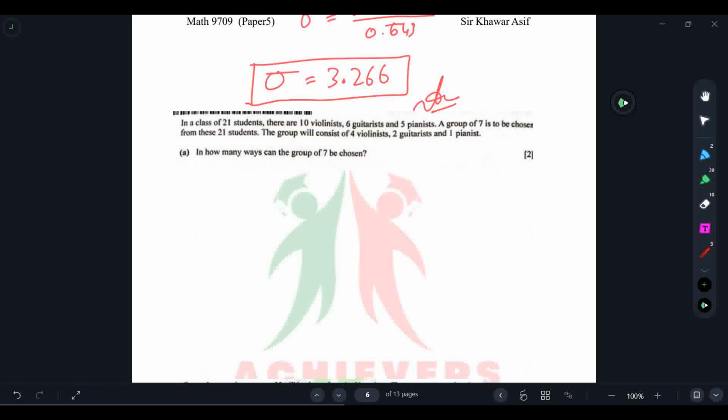Okay. Now we can see here, chosen means we have to use the concept of combination. So we have 7 spaces, 1, 2, 3, 4, 5, 6 and 7. So there is a chance we can use violinist, and then we can use guitarist, and the last one pianist.